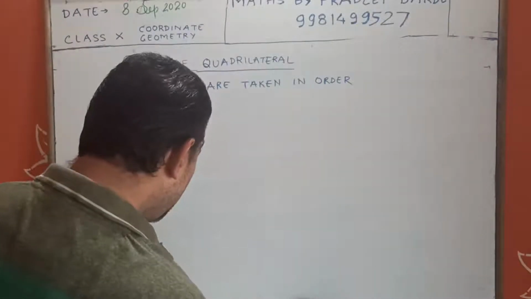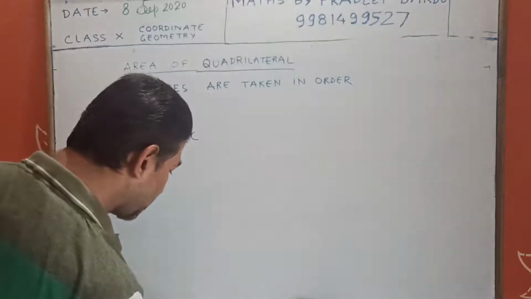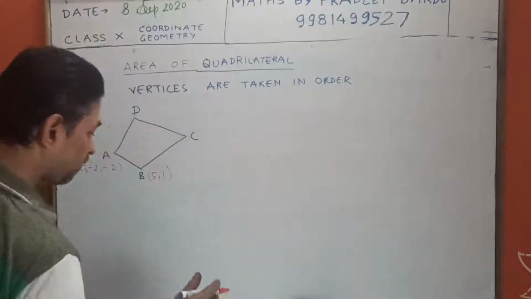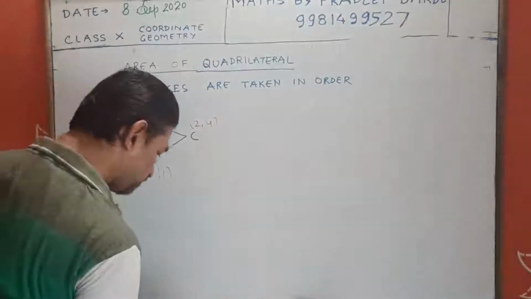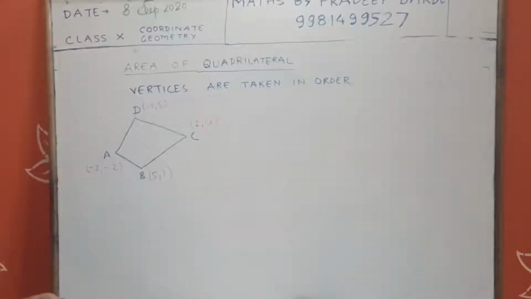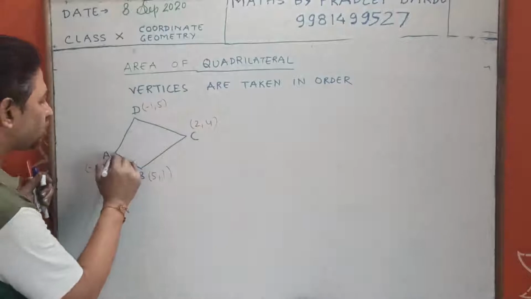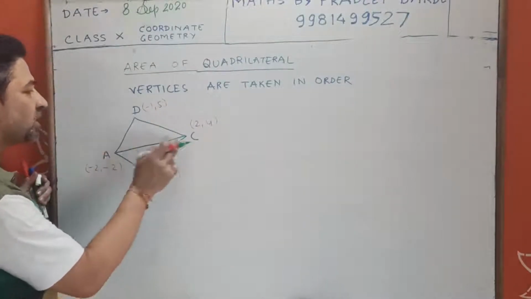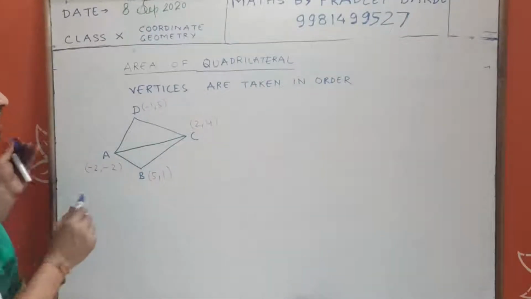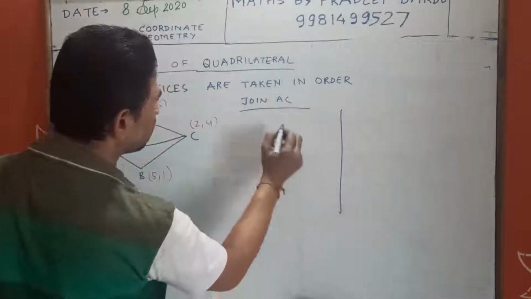So if the coordinates are (-2, -2), (5, 1), (2, 4), (-1, 5). So in this case what we need to do is join one diagonal. You can join any one diagonal, children, either join AC or join BD, anyone. So join one diagonal. We have joined AC here. Join AC. Now you have two triangles.